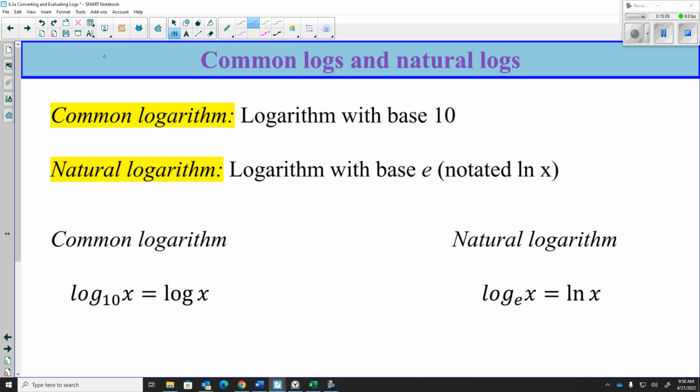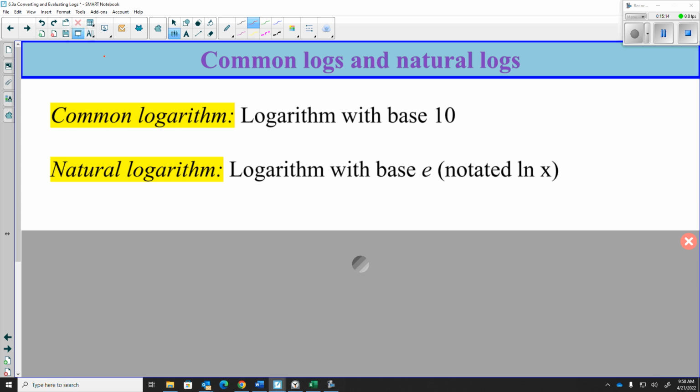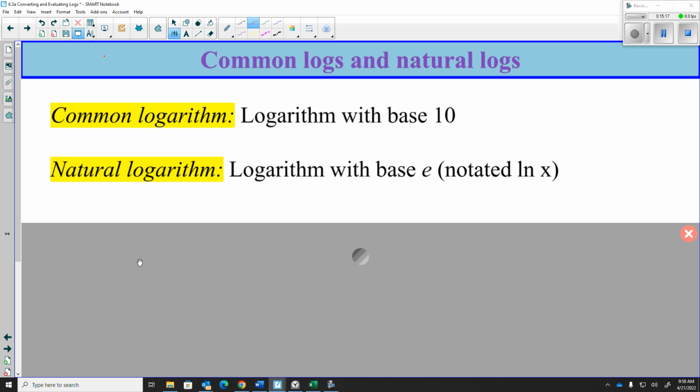There are two special kinds of logarithms that we need to know about. One is called the common log and one is called the natural log. On your calculator, probably not on the phone, I don't think the phone has this. Do you have a log button? Do you have an LN? You do? Cool.